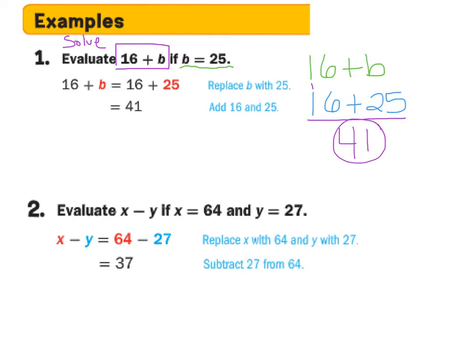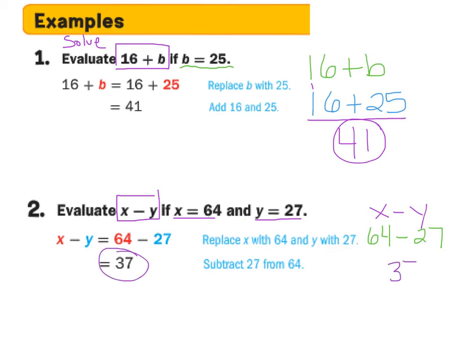Let's take a look at another one. Here they want us to evaluate or solve x minus y. And they tell us that x should be equal to 64 and let y equal 27. So we'll start by writing our expression x minus y. We'll substitute in the amounts for each variable. 64 subtract 27. And this one I do need to stack up, but we can see our work over here has already been done for us. Our answer will be 37.